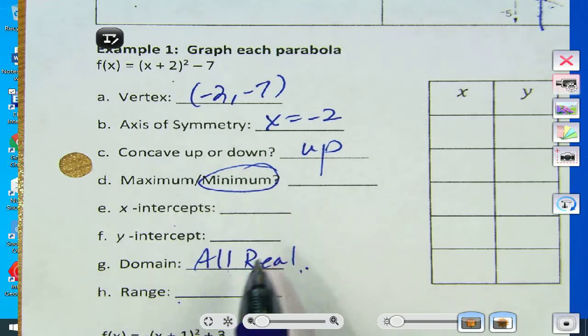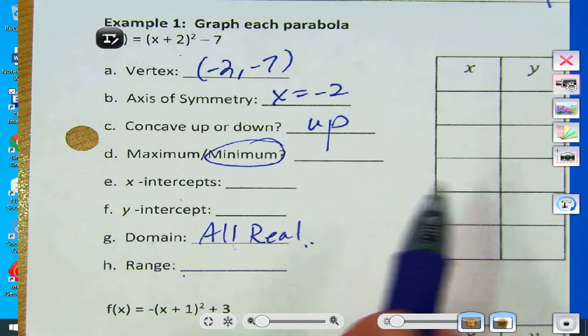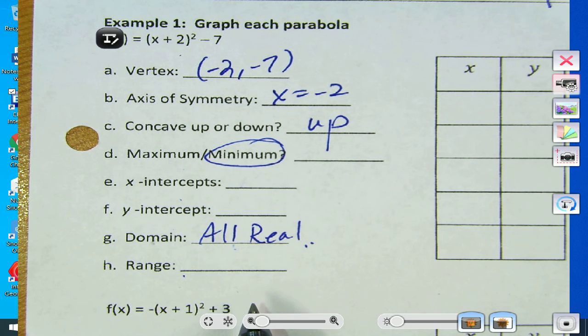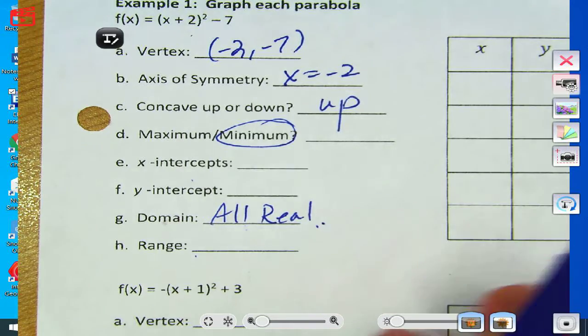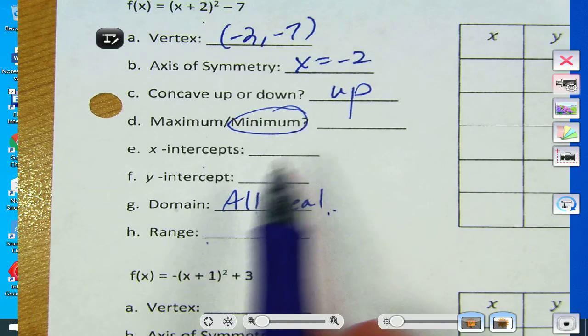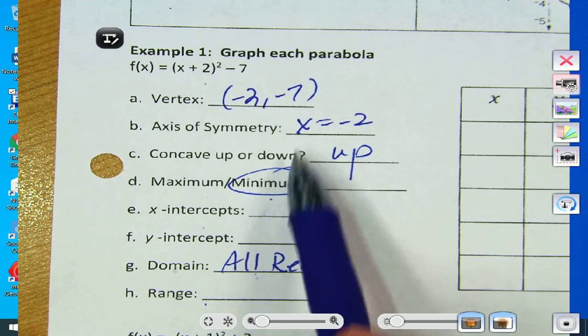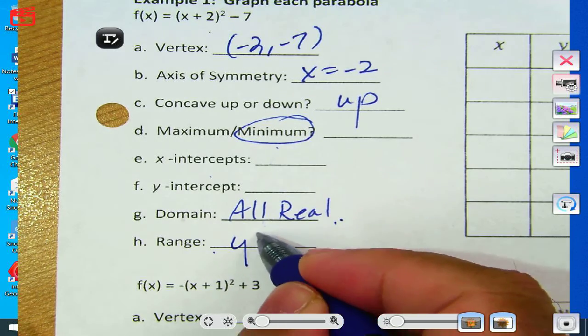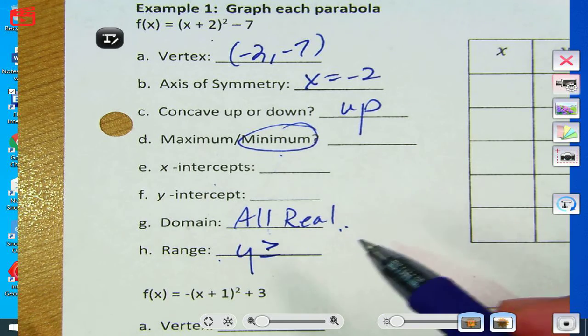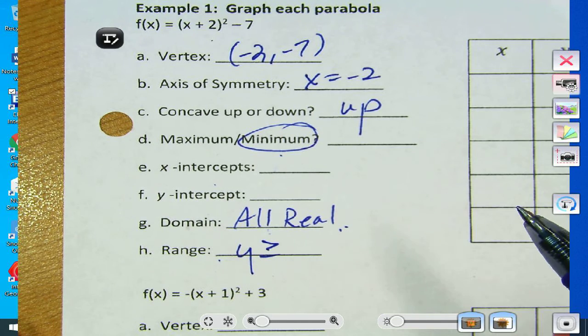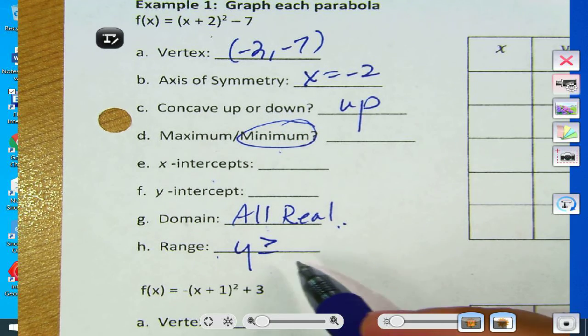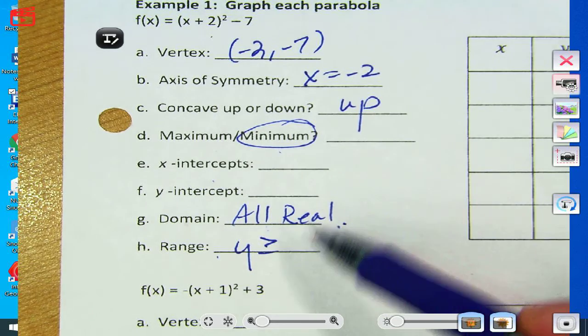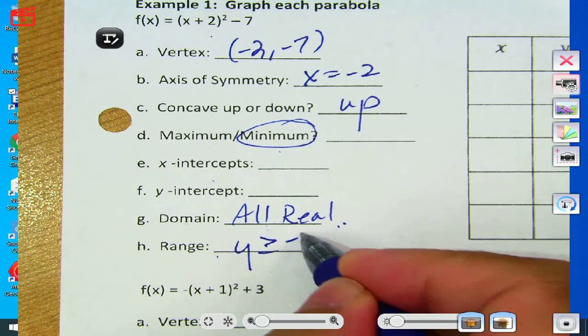The vertex form looks like this: y equals a(x minus h) squared plus k. You saw this yesterday. That is the vertex form, because (h, k) is the vertex. If a is positive, it is concave up. If a is negative, it is concave down. And I'll explain what that is in a second.